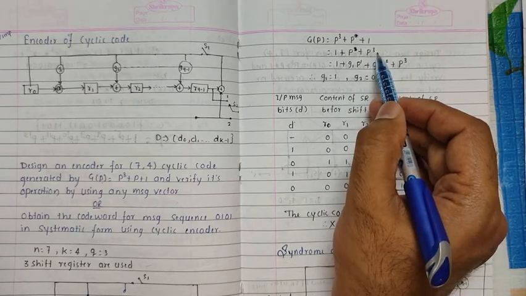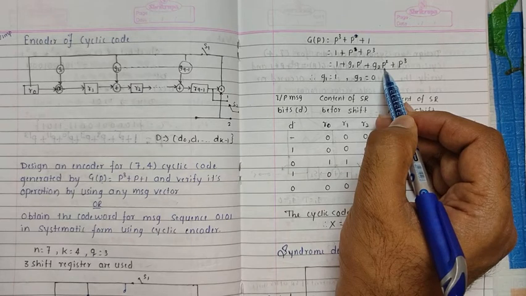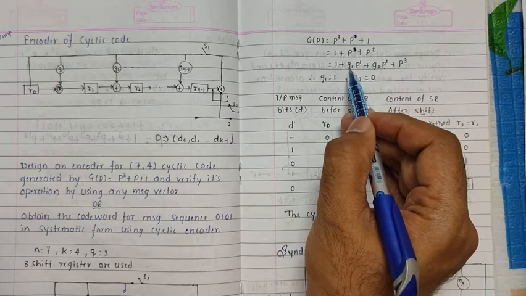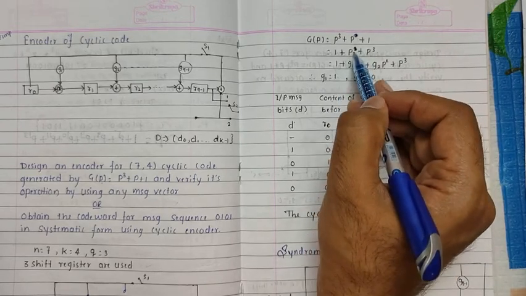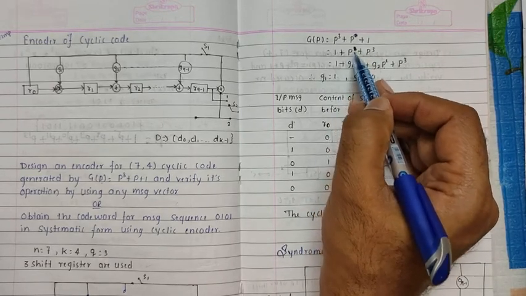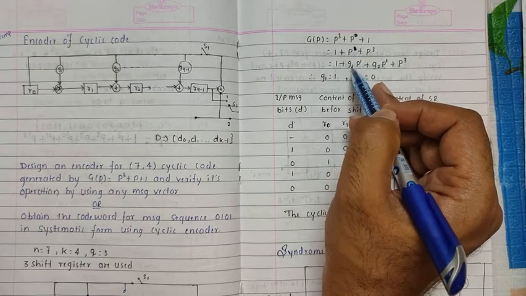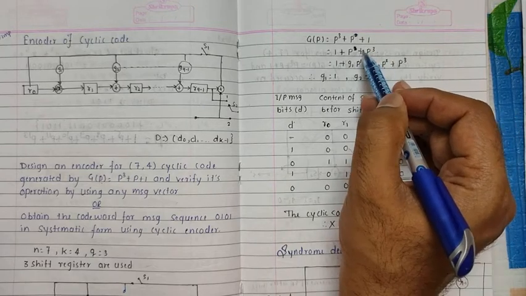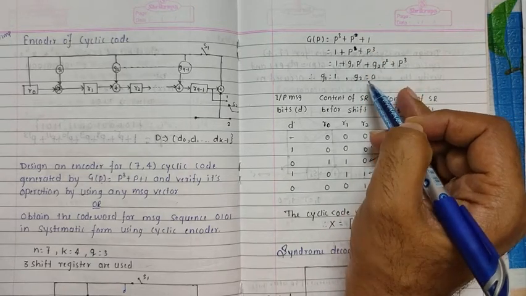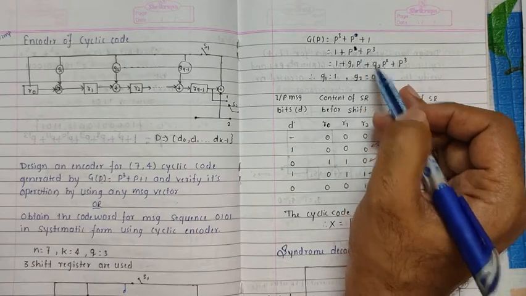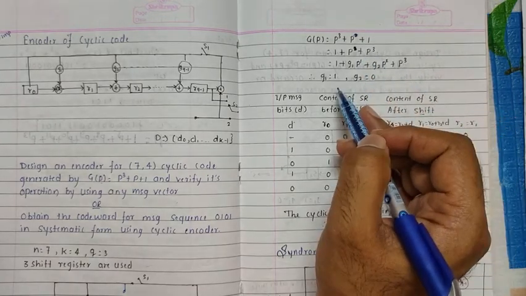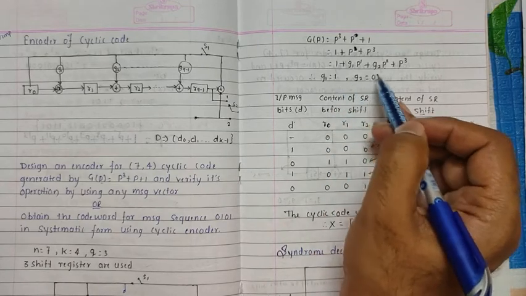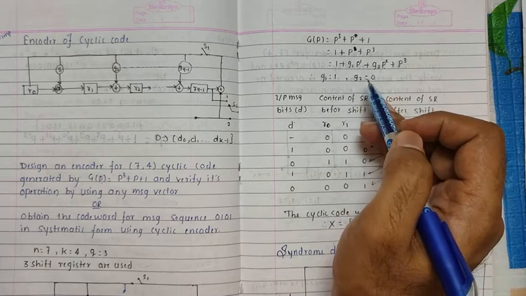Now if we compare this equation with the generalized one, from these two we get the value of the gain. g1 is 1, because this is p raised to the power 1, so its coefficient is 1. It is actually the value of g1, and since no p square is available here, it means g2 is 0. The p square coefficient is 0, so g2 is 0. So here we are getting two gains, g1 is 1 and g2 is 0. This is very useful data to design the cyclic encoder.